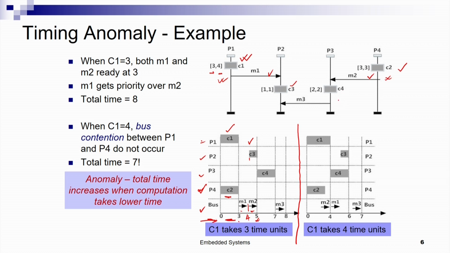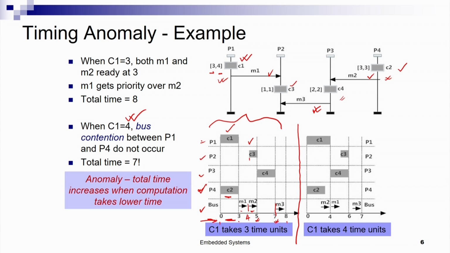So, now C4 can start. C4 starts at time 5 and it requires 2 units of time, and therefore, it ends at time 7. After C4 completes, the final message M3, that is the output, can be sent at time 7. So, at time 7, after C4 completes, the message M3 can be transmitted. So, the total time to end this whole computation process is 8 time units, from 0 to 8. Now, when C1 takes 4 time units to execute, so it is more.